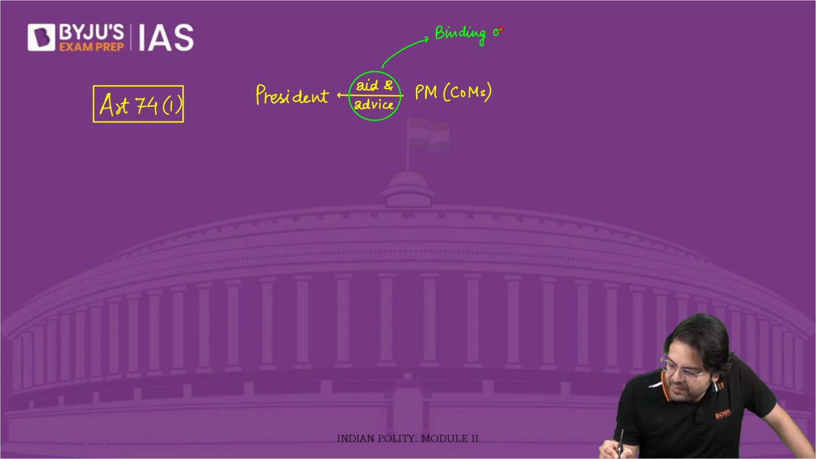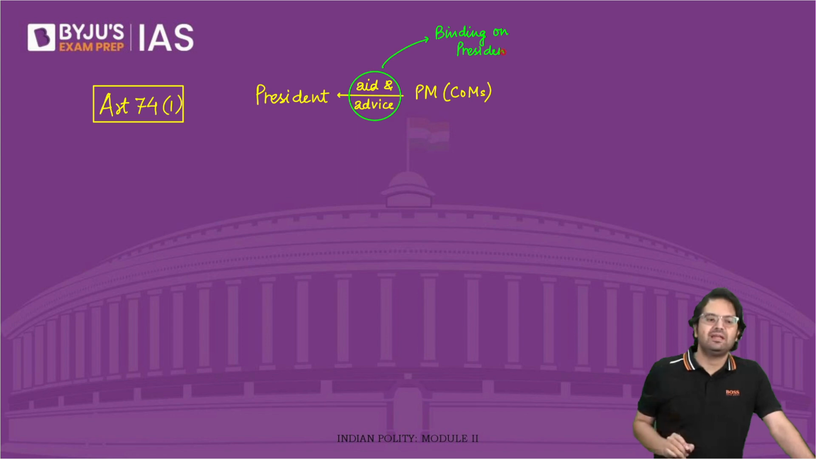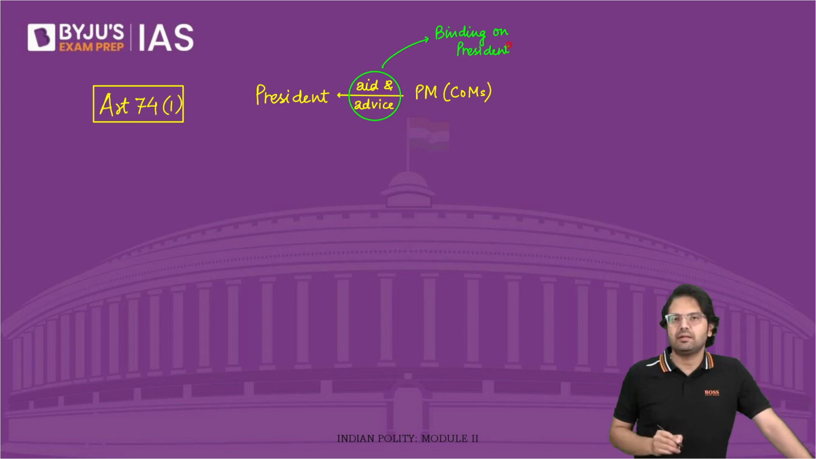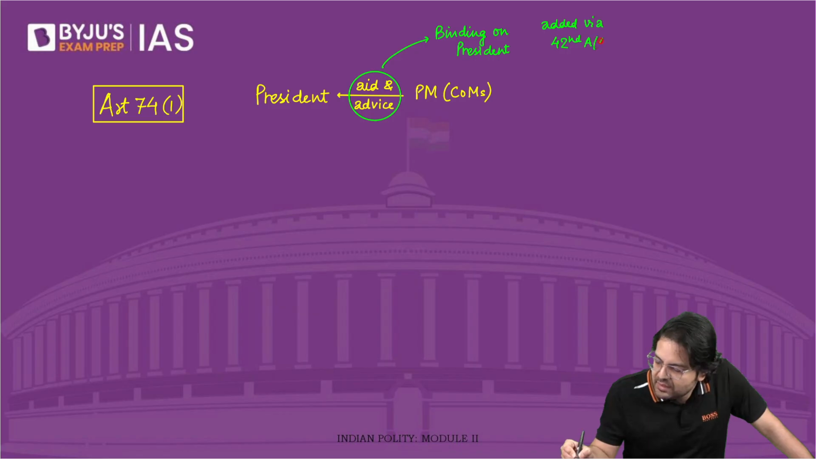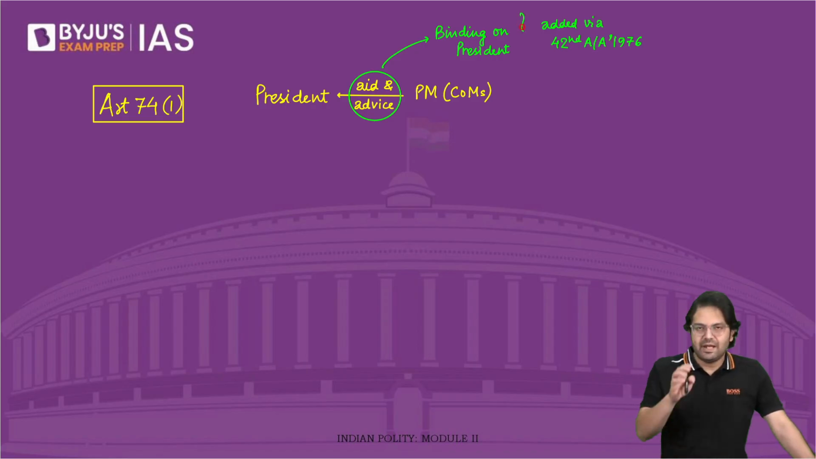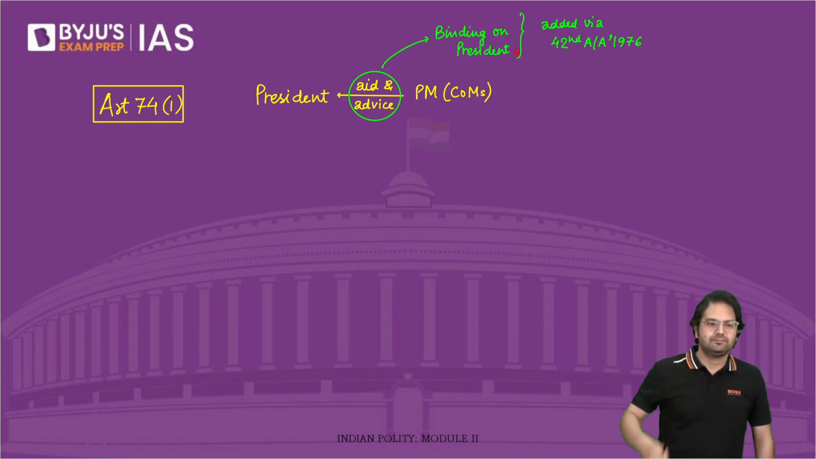Binding on the president, meaning you have to sign, must sign. This change was added via the 42nd Amendment Act, 1976. Through this amendment, the advice was made binding.